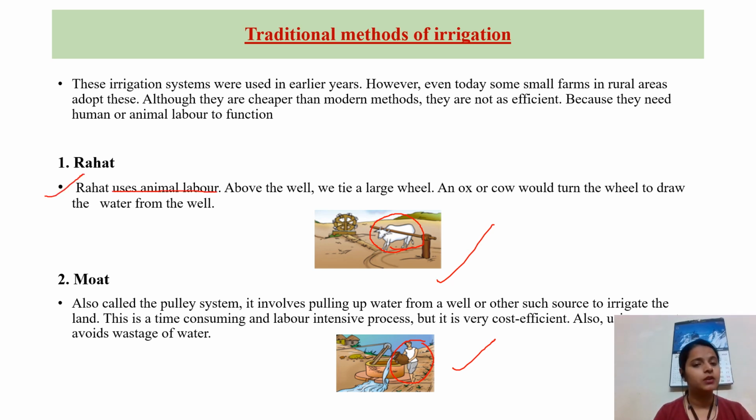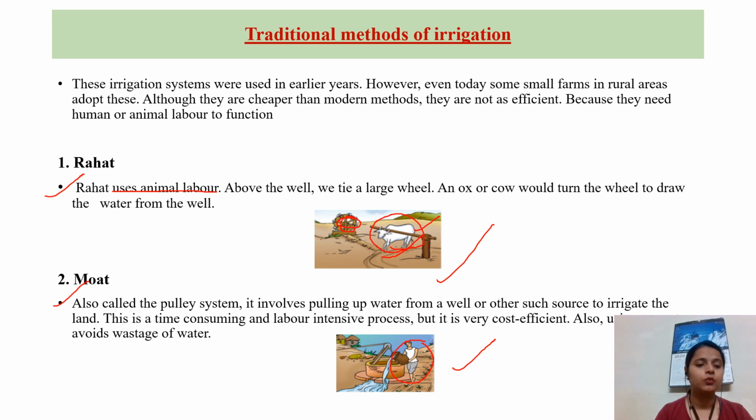So now let's read about Rahat. Rahat uses animal labor. We can see here in this picture also, above the well we tie a large wheel. This is the well and we have tied a large wheel. An ox or cow would turn the wheel to draw the water from the well. So yes, the animal is being used.